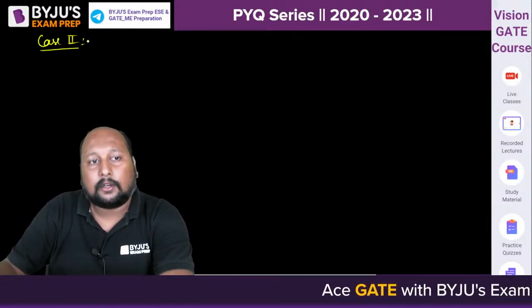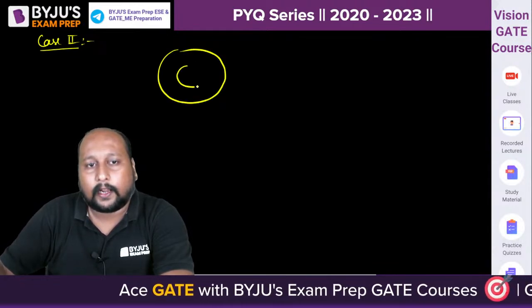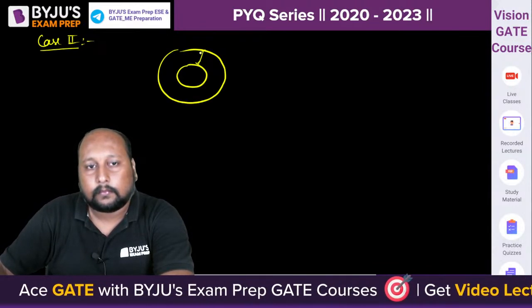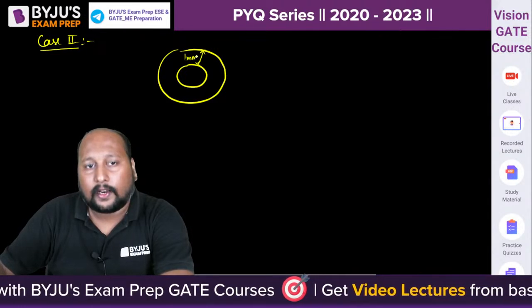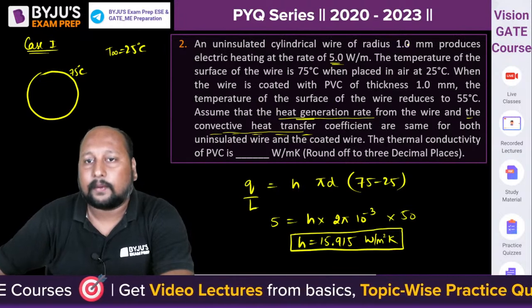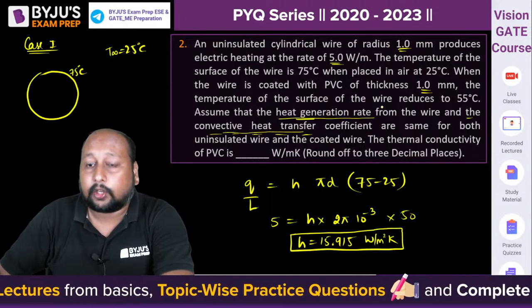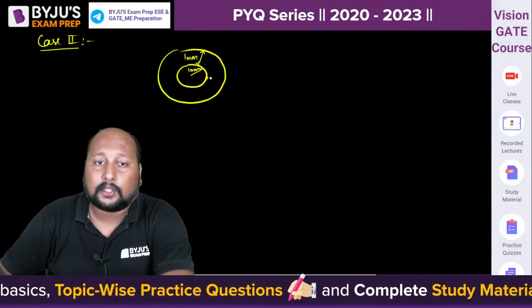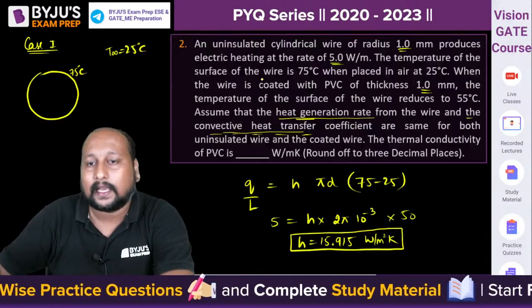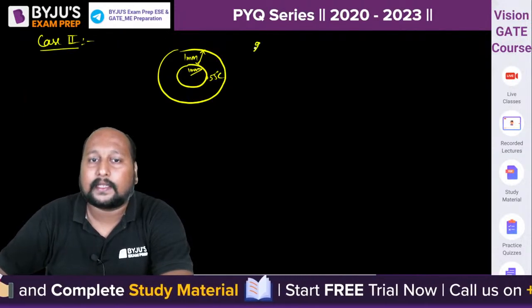In case number 2, we are having a coating of 1 mm. The radius is already 1 mm, right? Coating of 1 mm. So the surface temperature of the wire reduces to 55, so this temperature is 55 degrees Celsius. Ambient temperature is still the same, that is 25 degrees Celsius.